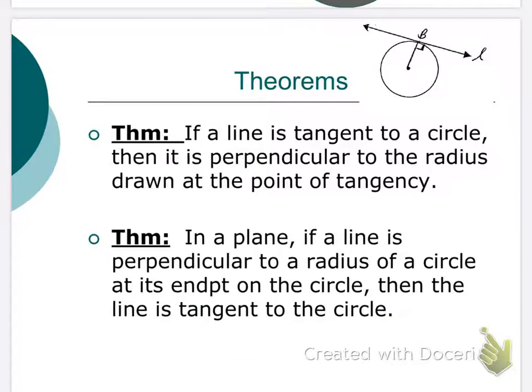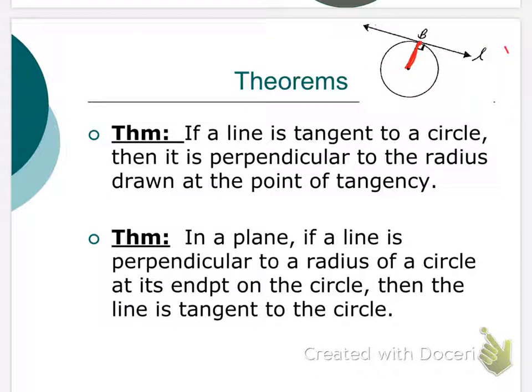Now we have some theorems. Feel free to pause this to make sure you write them down. So theorem, if a line is tangent to a circle, then it is perpendicular to the radius drawn at the point of tangency. So this is saying that if you have a tangent line, you can draw a radius in that will be perpendicular to it. And this will allow us to solve for different portions of the circle and the tangent lines.